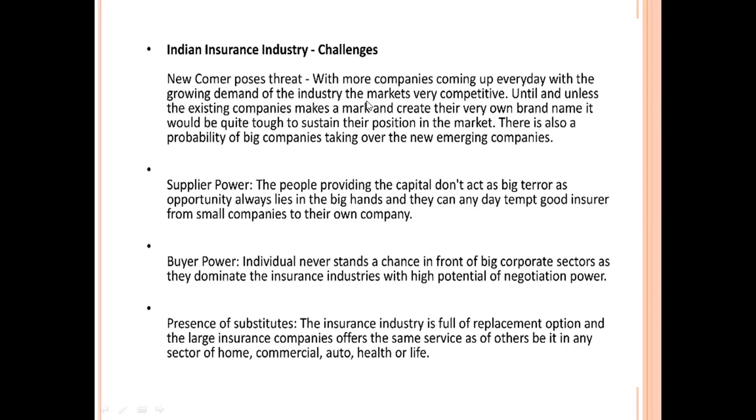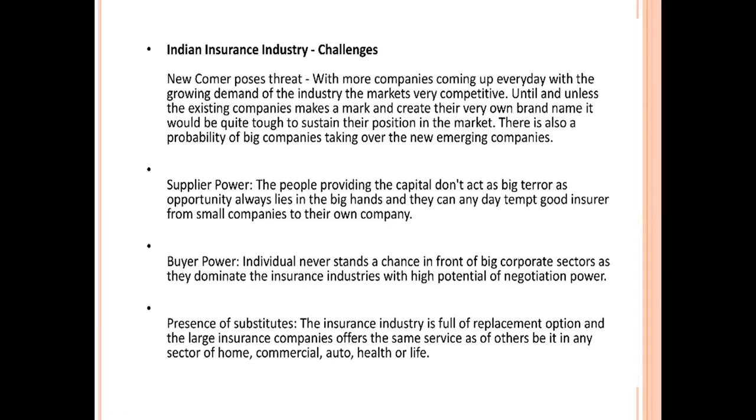Newcomer poses threat. With more companies coming up every day, with the growing demand of the industry, the market is very competitive. Until and unless the existing companies make a mark and create their very own brand name, it will be quite tough to sustain their position in the market. There is also a probability of big companies taking over the new emerging companies.